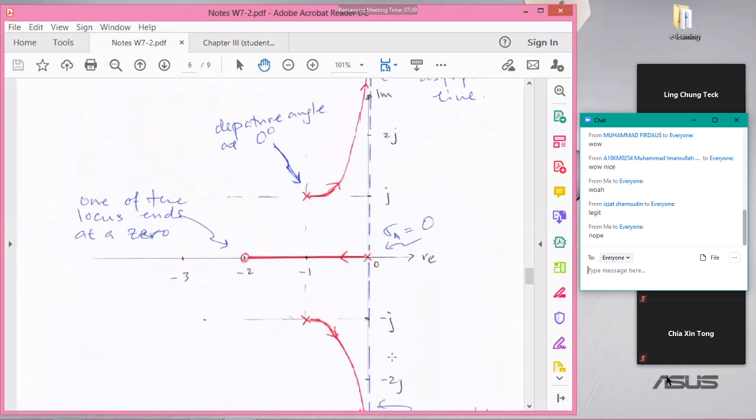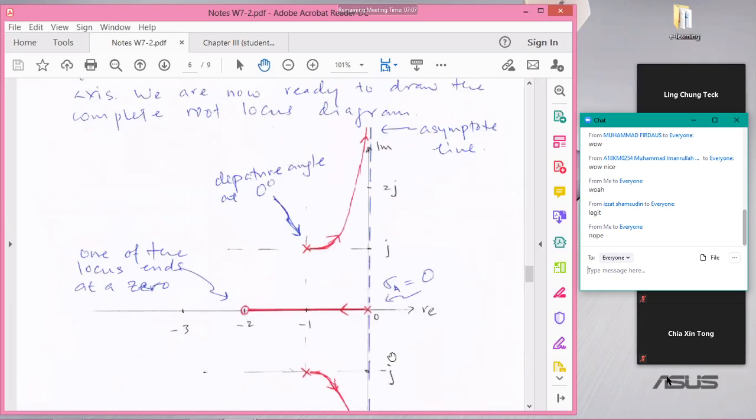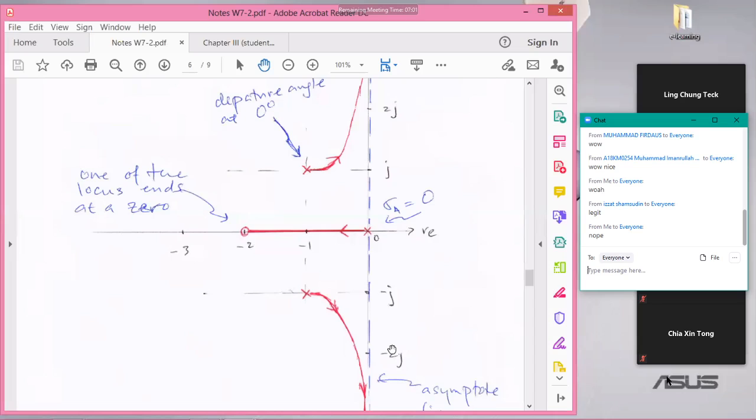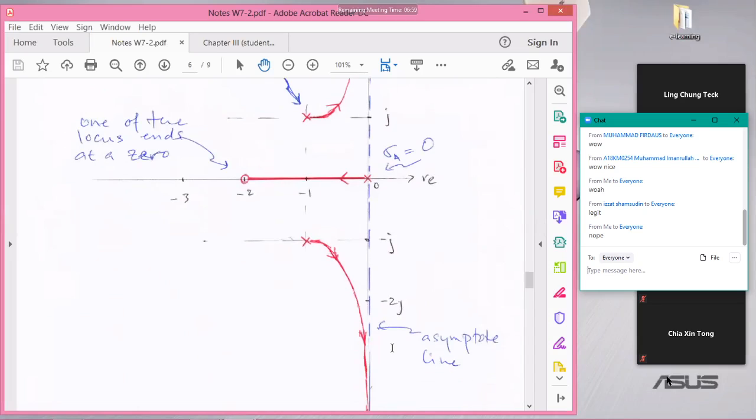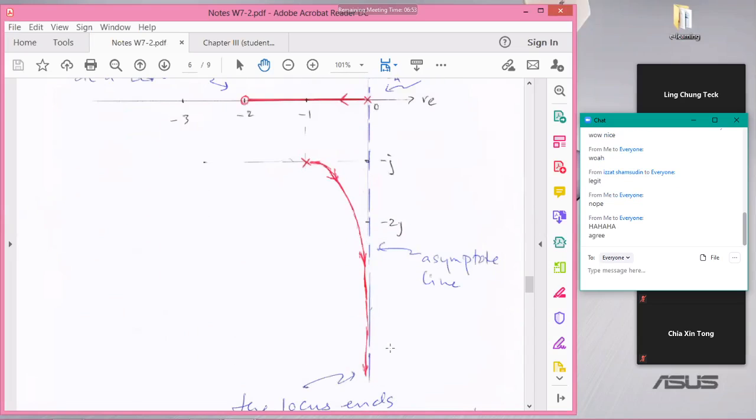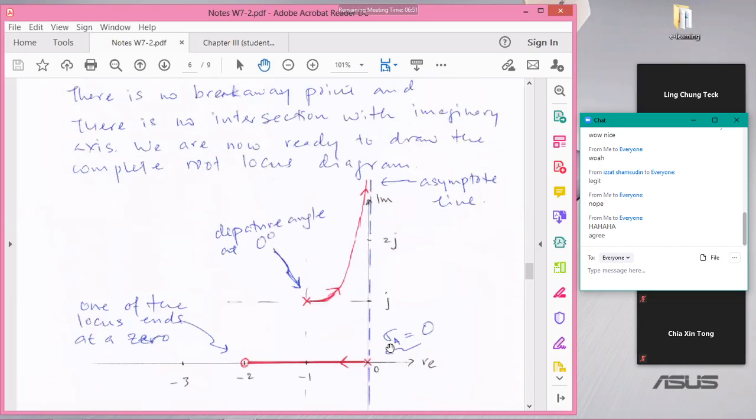See how neat that is? I'm amazed. I am amazed how beautiful my root locus diagram turned out to be. It's so neat. I cannot imagine it was going to be this neat.